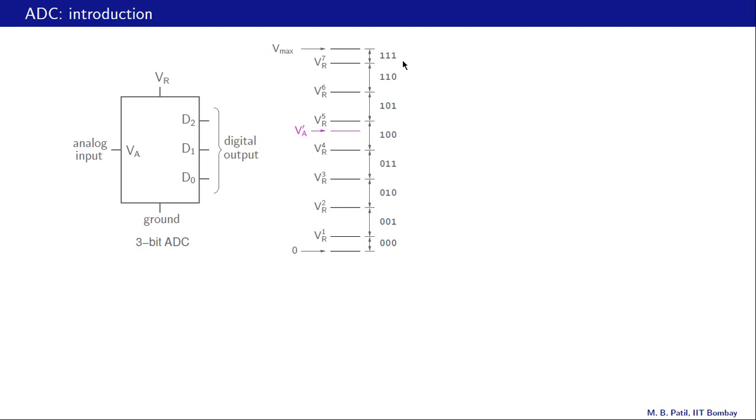Now the given input voltage VA prime is compared with each of these levels, 0, VR1, VR2, VR3, etc. and if it falls between these two levels, for example, then the output of 100 is assigned. So this is the MSB, so D2 would be 1, D1 would be 0 and D0 would be 0.